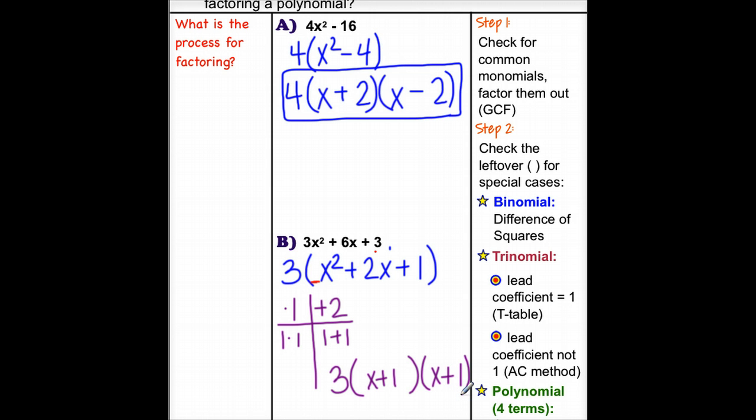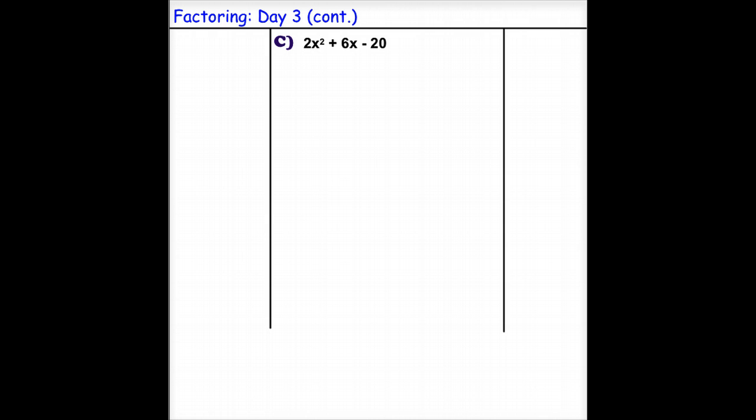Looking at one more example, we have 2x squared plus 6x minus 20. I know that I can divide out a 2, which will give me x squared plus 3x minus 10. And I see that I once again have a coefficient of 1, so I'm going to use the t-table method. We know it needs to multiply to negative 10 and add to 3.